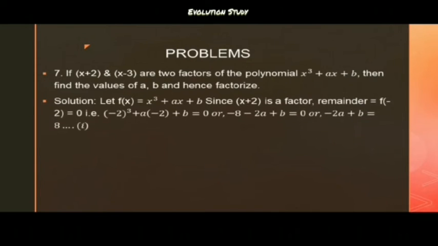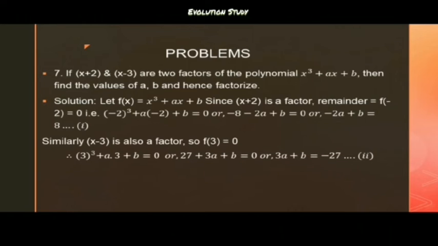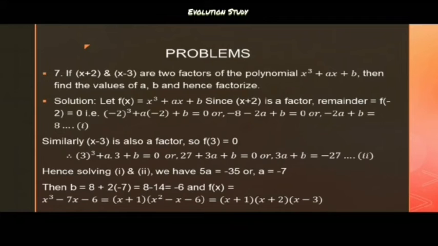Now let's move on to another problem. If x plus 2 and x minus 3 are the two factors of the polynomial x cubed plus ax plus b, then find the values of a and b, and hence factorize. So by solution you know that let f(x) = x cubed plus ax plus b.